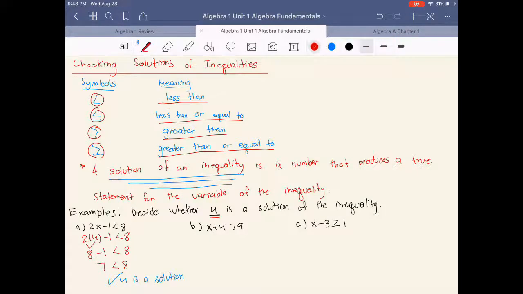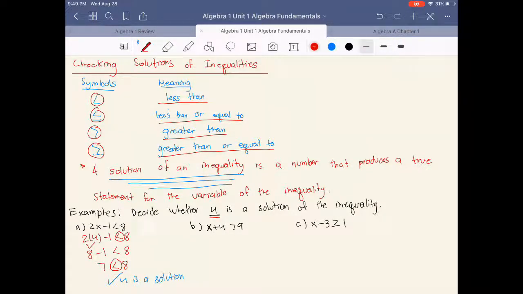So, if you guys are still confused in how to read inequalities, even if we mentioned the meaning already, the mouth is always eating the bigger number. Okay, so in this case right here, the mouth is eating 8 because it is the bigger number. So let's go to B to verify that.